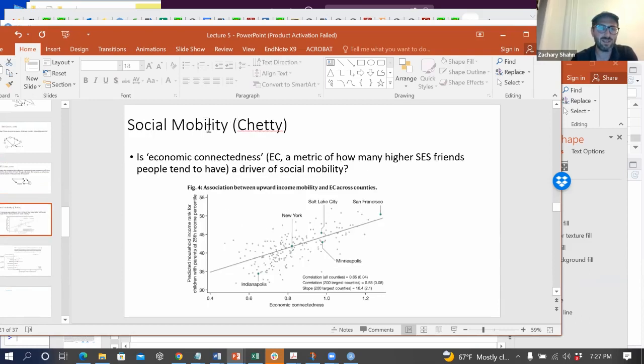So here's an example of a paper, the one I was describing about social mobility and whether economic connectedness, which is this construct summarizing how many higher socioeconomic status friends people tend to have, is a driver of social mobility. So here's a plot at the county level of economic connectedness, averaged over people in the county, and the social mobility in the county as measured by the predicted household income rank for children with parents who are at the 25th income percentile. So San Francisco has the highest economic connectedness, and pretty good mobility. Yeah, you're expected to be at the 50th if your parents were at the 25th. This establishes an association, and they want to know, is this causal?